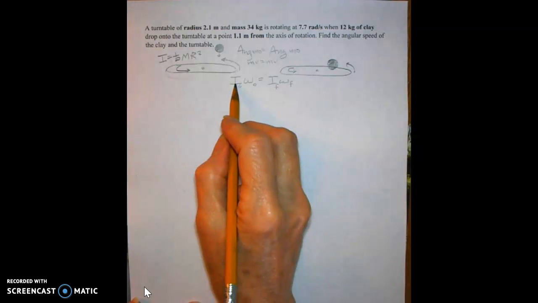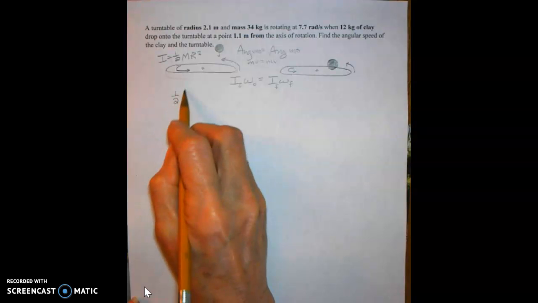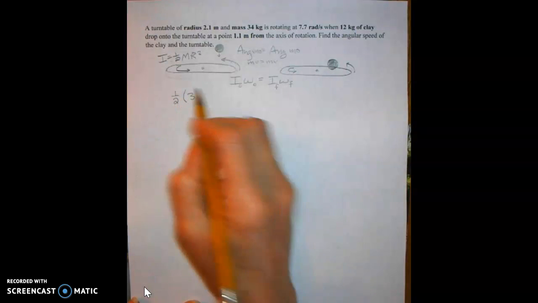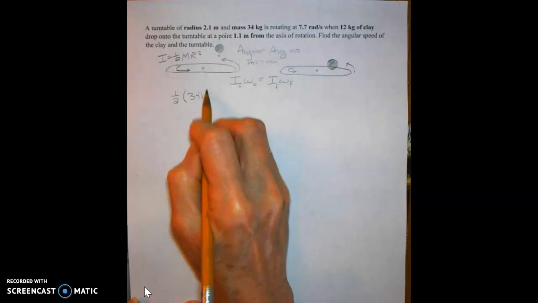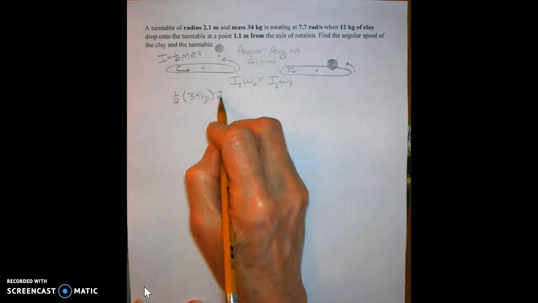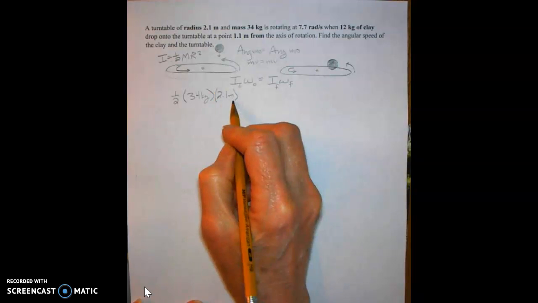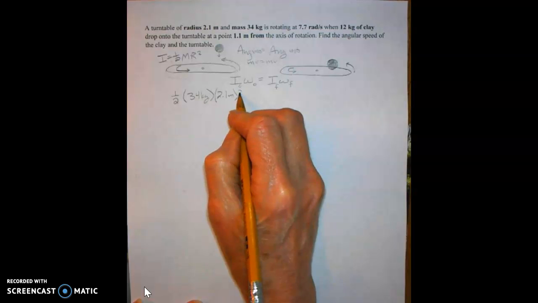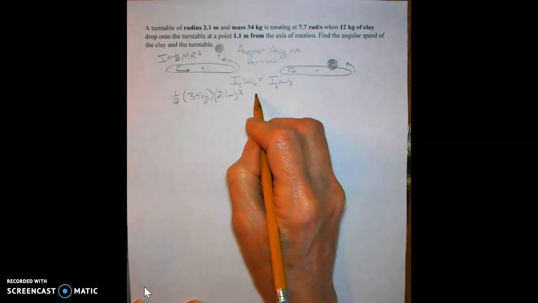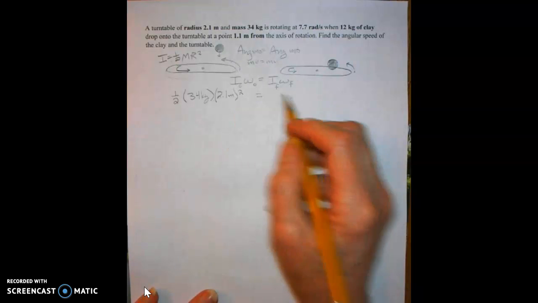So that means this I is going to be substituted with 1/2 times the mass of the turntable, given to me in the problem as 34 kilograms, times the radius of the turntable, which is 2.1 meters. That's nice that they gave me radius, nice that they gave me meters. I do have to remember to square it. Watch out if they give you a problem with diameter and centimeters. You need to get into the International Standard Unit, and it needs to be the radius.